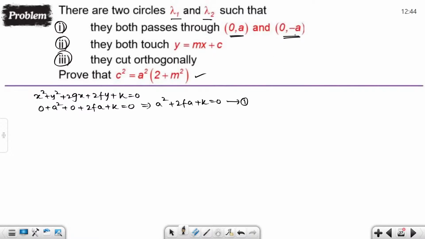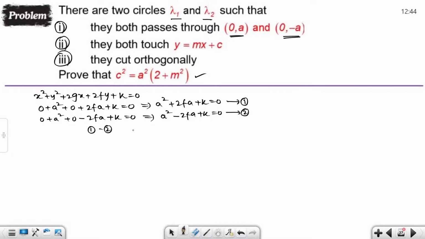Now, it is also passing through (0, minus a), so let me put it there also. This is 0 minus 2fa plus k equals to 0. So what are we getting? We are getting the second condition, a square minus 2fa plus k equals to 0. So this is our second equation. Is it clear? True for both the circles. Right?